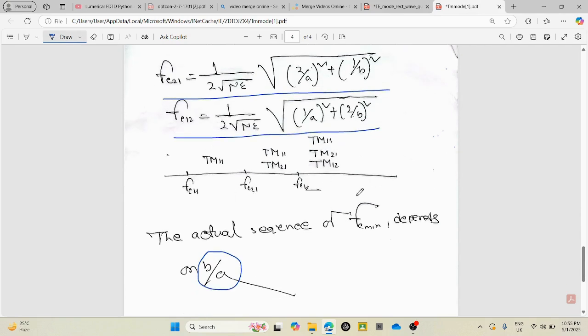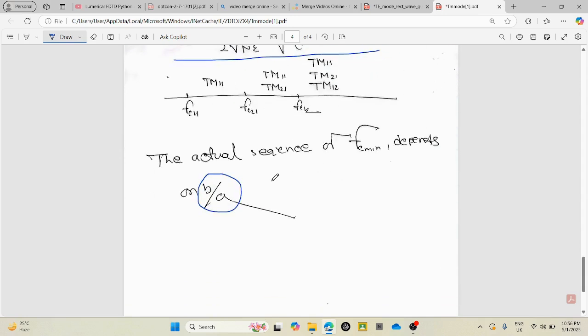This sequence graph denotes the TM modes in a standard X-band rectangular waveguide. Here we can see between fc11 and fc21, only the TM11 mode exists, and here the cutoff frequency is approximately 16.2 GHz. Then we go to the next section. Between fc21 and fc12, there only exist TM11 and TM21 modes, and the cutoff frequency in this range is 19.8 GHz. Then in the next section, above fc12, all the modes like TM11, TM21 and TM12 exist, and the cutoff frequency here is approximately 32.5 GHz. And this actual sequence of fc depends on the b by a term.